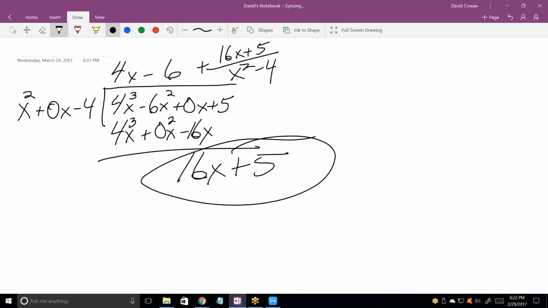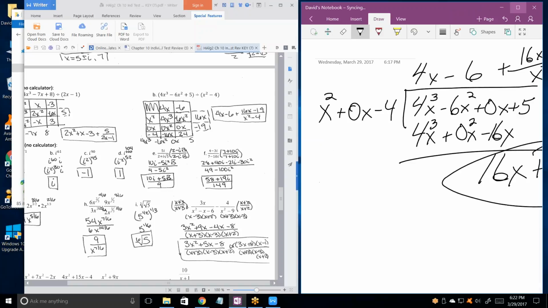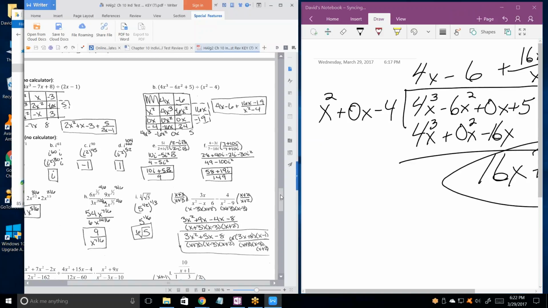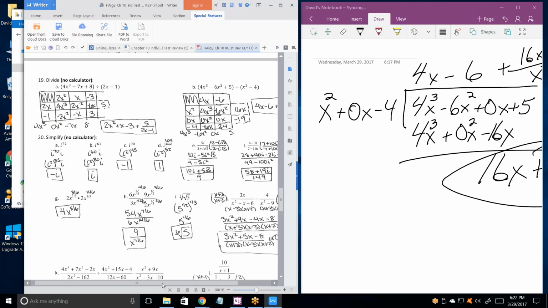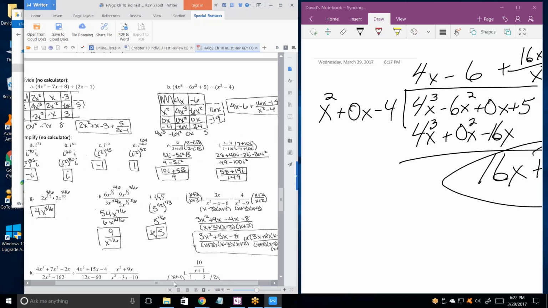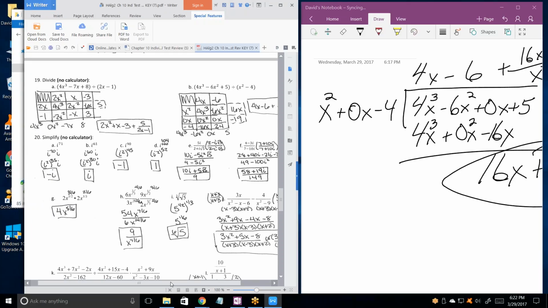So you can use long division. You just can't make arithmetic errors like I did. Yeah, there's nothing magical in her box method. I want to make sure I add that word. All right, so that's 19A and B.